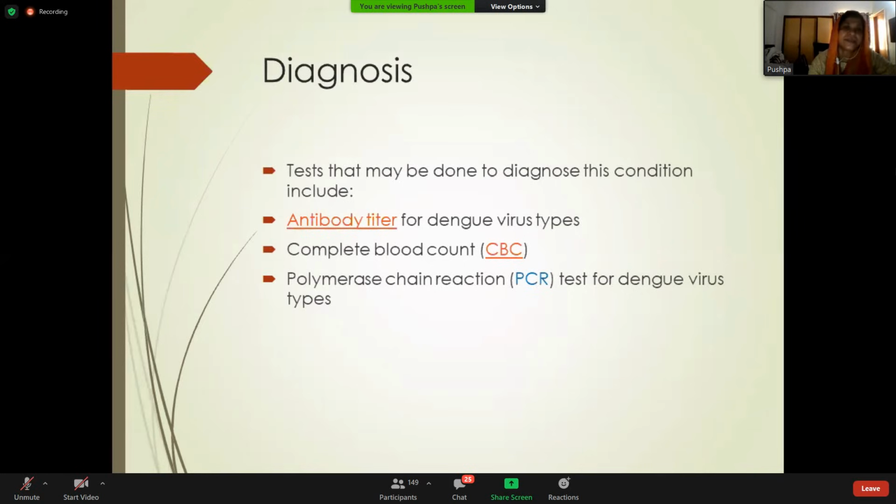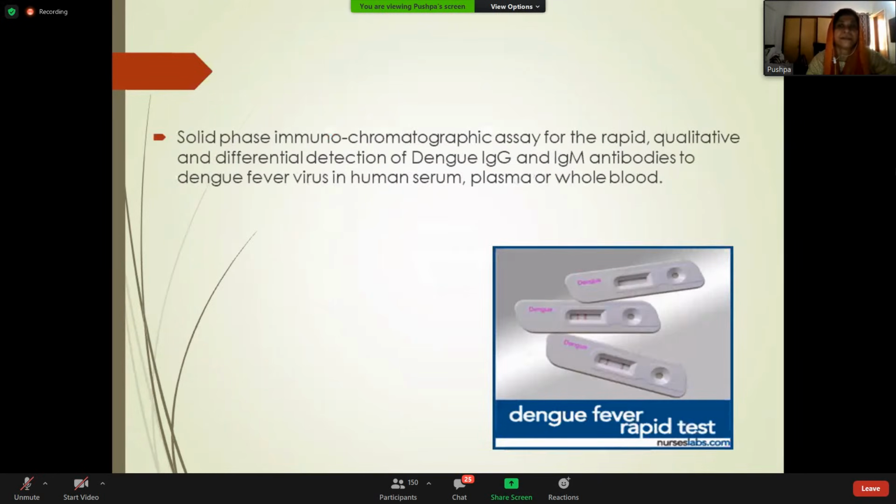The second test is that we can identify the virus through PCR. So these are different tests that can be done to diagnose dengue. Or there are rapid test methods also available, like Typhidot or a pregnancy test. What you must have read about them.